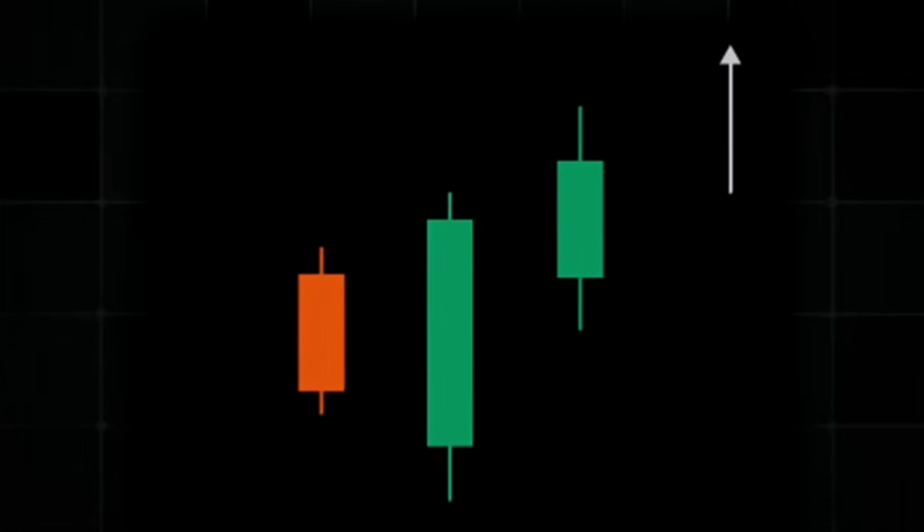Now we have the 3 outside, up and down. So starting with the up, we have a red candlestick on the left, which is then engulfed by a green candlestick to the upside, followed by a second green candlestick to the upside. This is plain and simple. It's just a bullish reversal pattern, identifying the market is now going to be going for an uptrend.